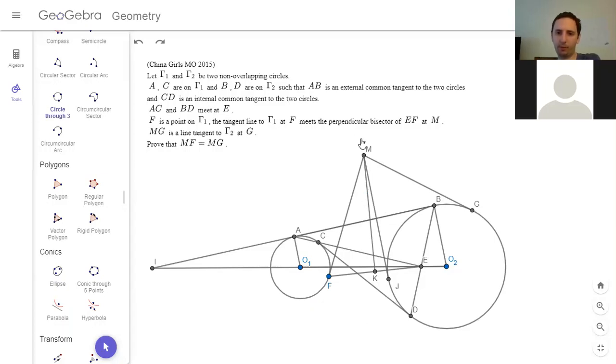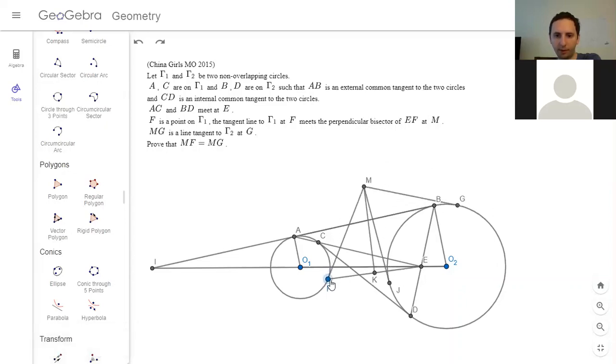We want to show that for every point on the radical axis. Because yeah, E, and when we move F around, E stays the same. So we want to show that for each point on the radical axis, the distance to E is the same as the tangents to the two circles. It's one way to think about it, I guess.